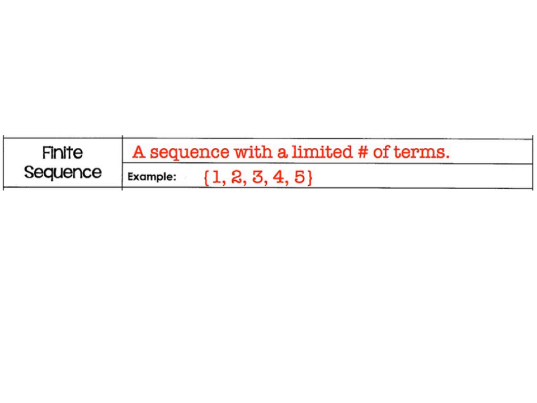A finite sequence is a sequence with a limited number of terms. So for example, this sequence right here, if we have our brace, 1, 2, 3, 4, 5, we end it. This is a limited number of terms. It ends. It doesn't go on forever. It is a finite sequence. Make sure you have this definition written down. Pause your video if you need to. Otherwise, let's move on.